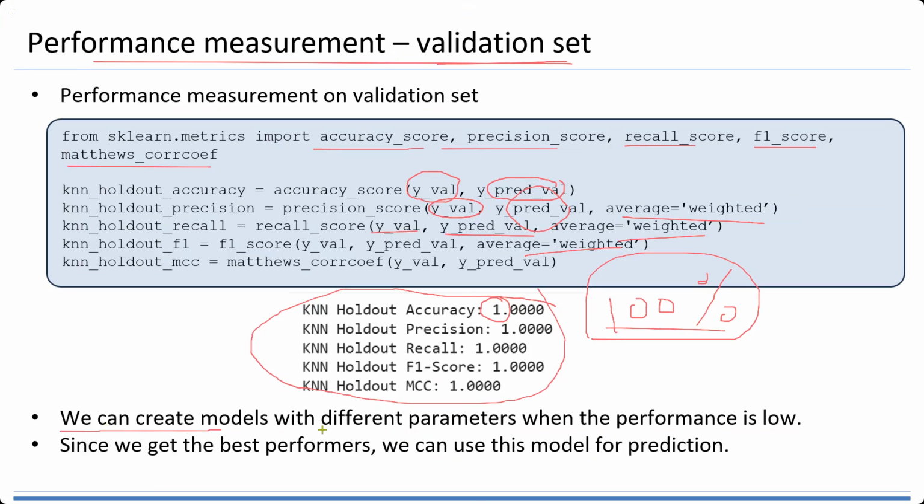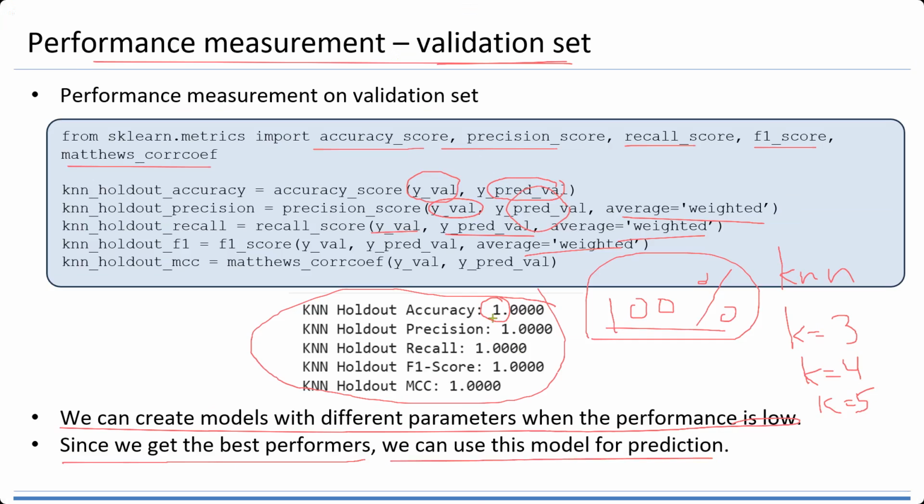So we can create models with different parameters when the performance is low. Last time we learned about the KNN. Maybe if K equals 3 is bad, we can change it. Let's say K equals 4. What about if K equals 5? We can change the parameters. Since we get the best performance, then we can use this model for prediction, because 1, 1, 1, 1, 1, everything is good.